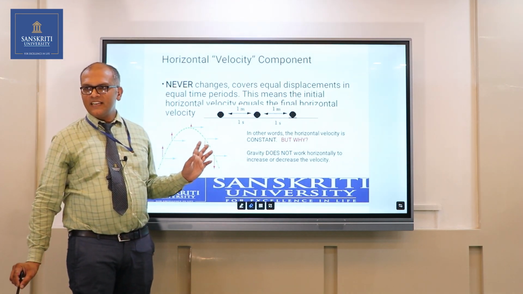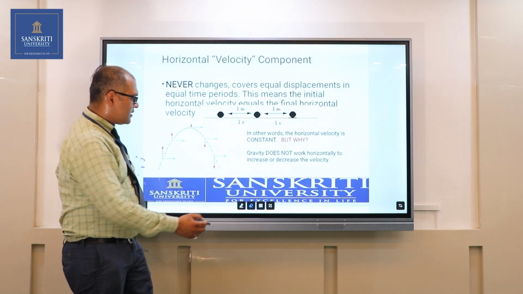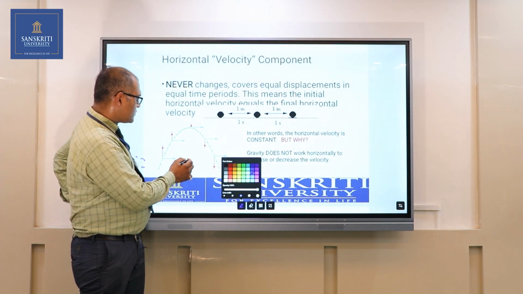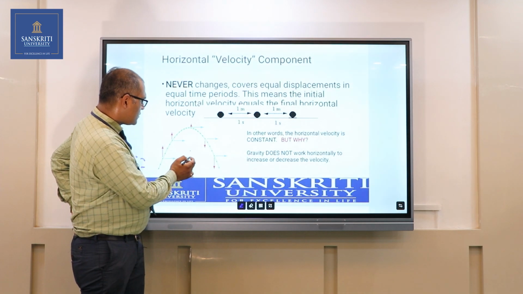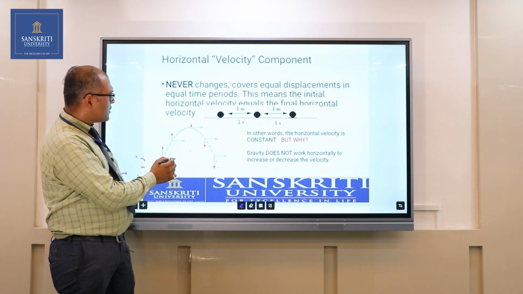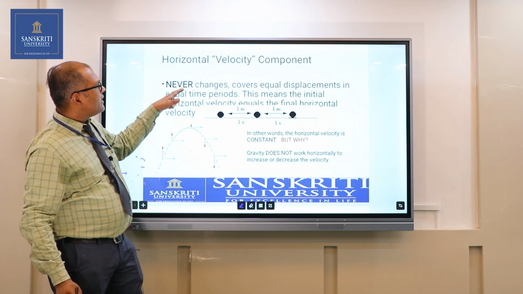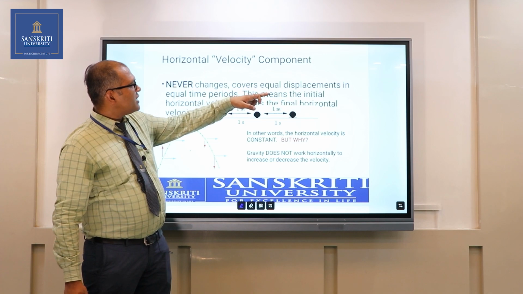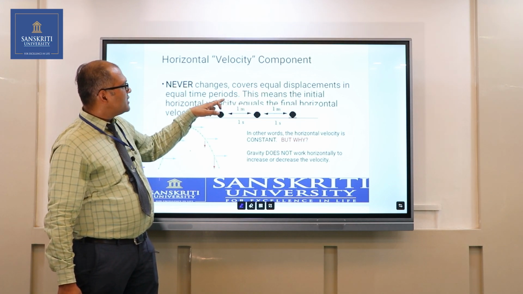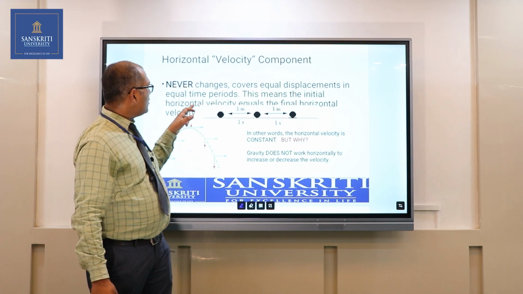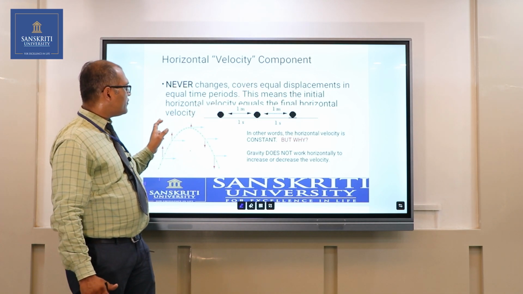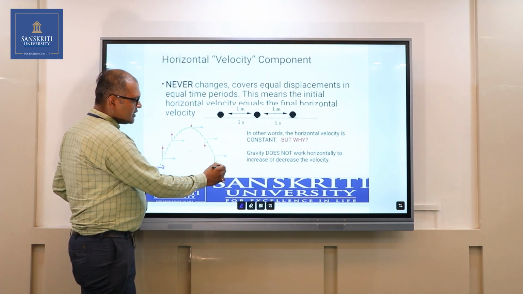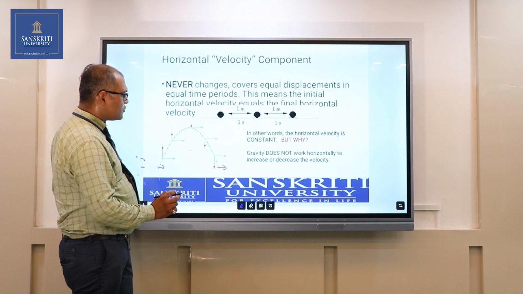I hope this concept is clear to you. I will explain this in more detail. Now we will just read it here. The horizontal velocity component never changes, it covers equal displacement in equal time periods. This means that the initial horizontal velocity equals the final horizontal velocity. So this is what we have seen here. What was the initial horizontal velocity? The final horizontal velocity also remains the same.